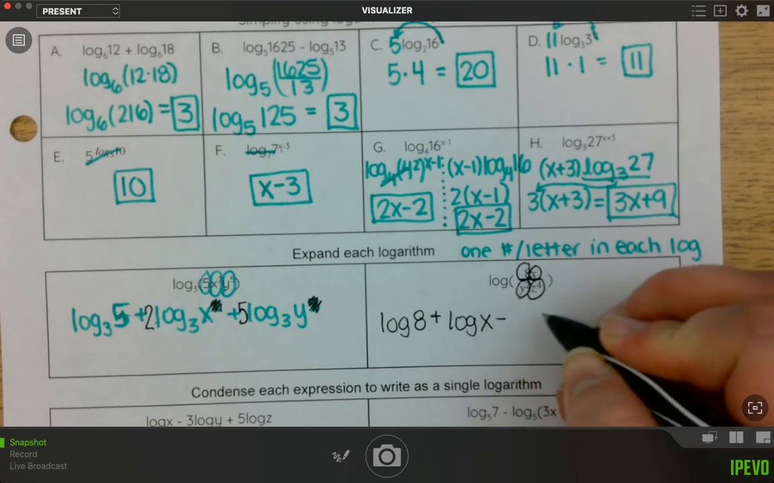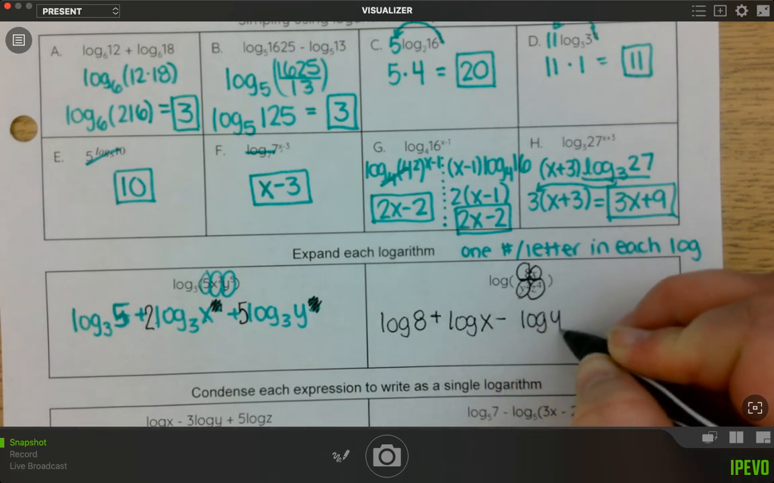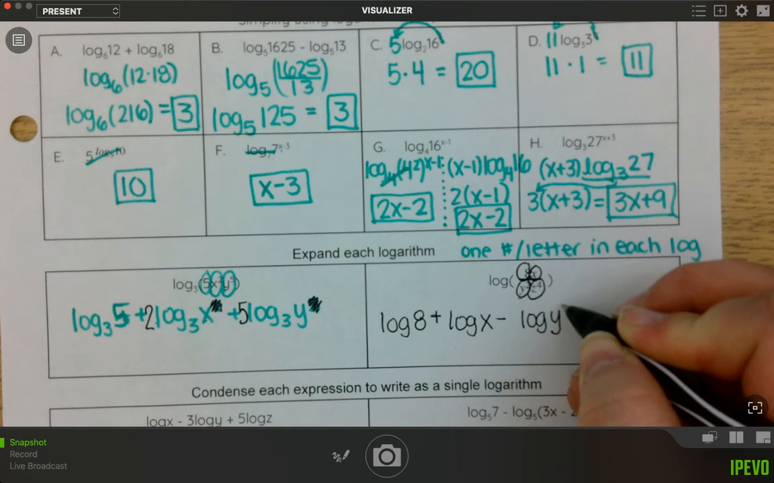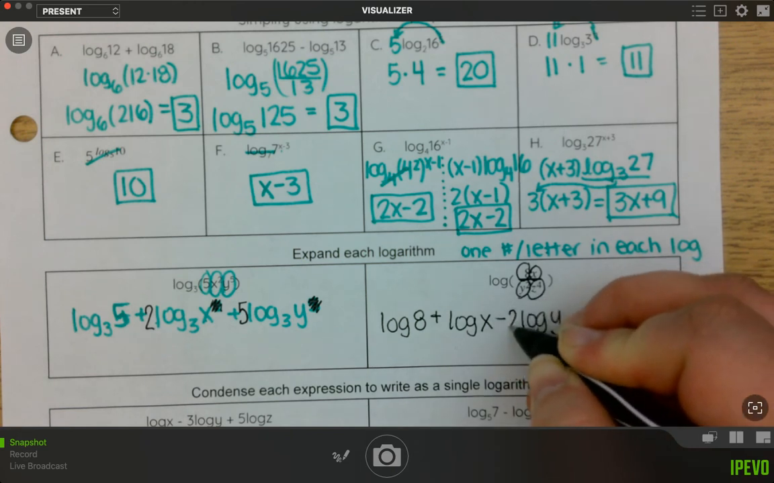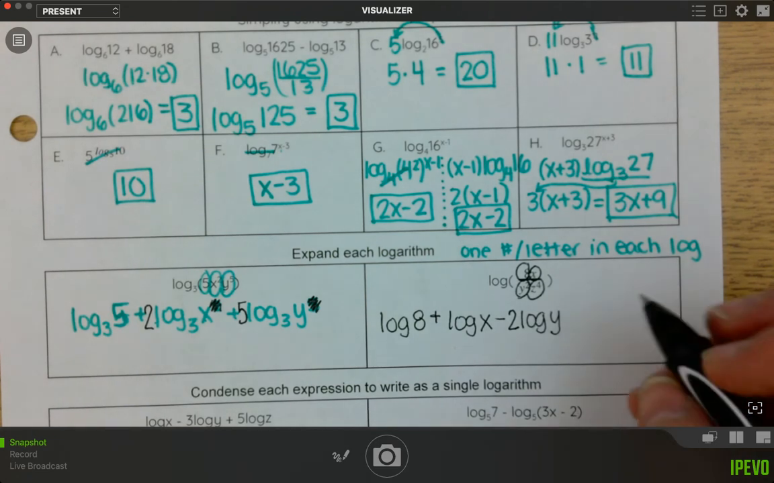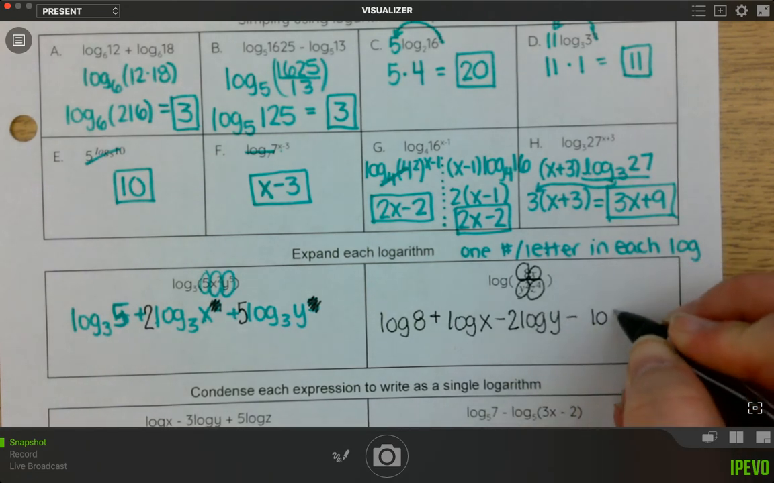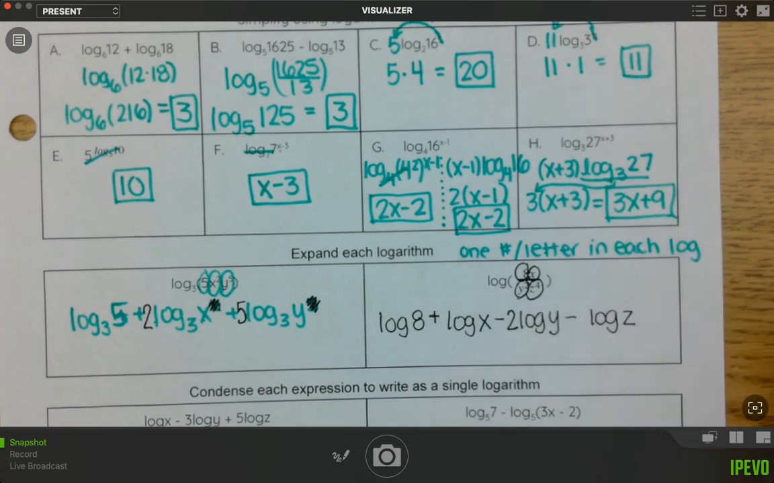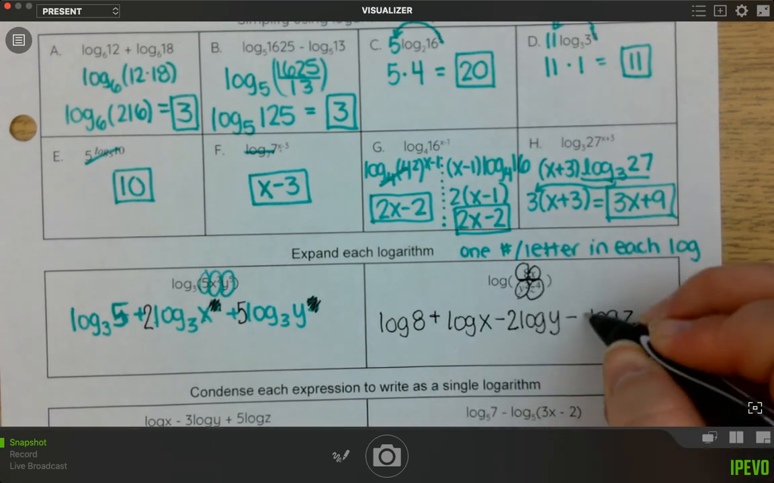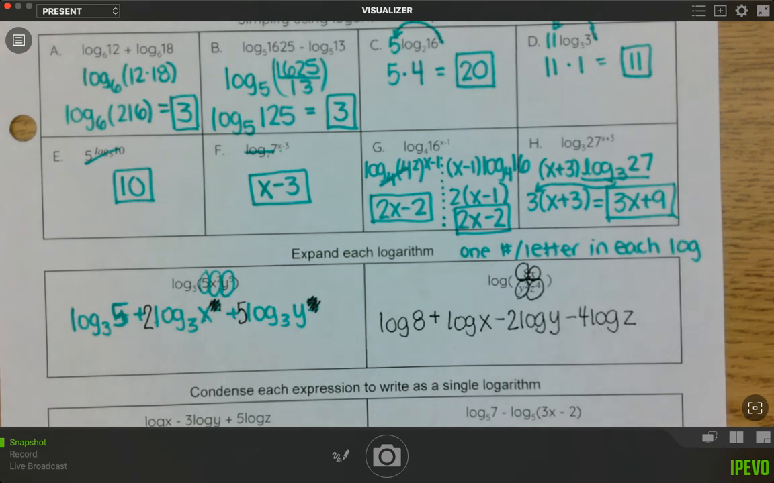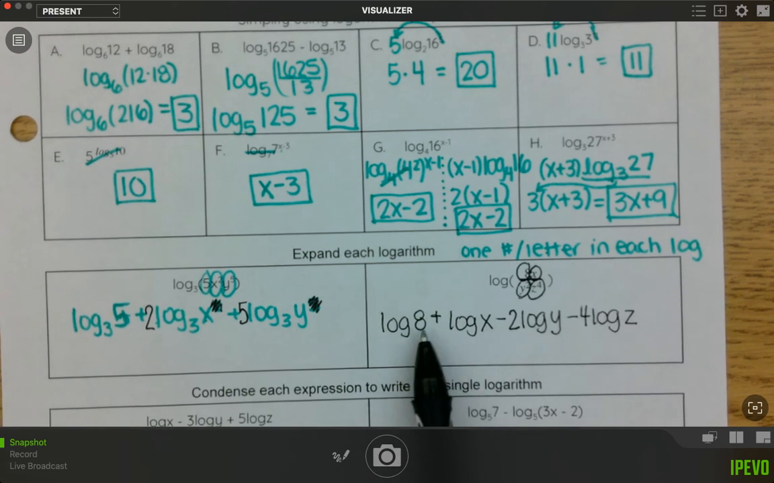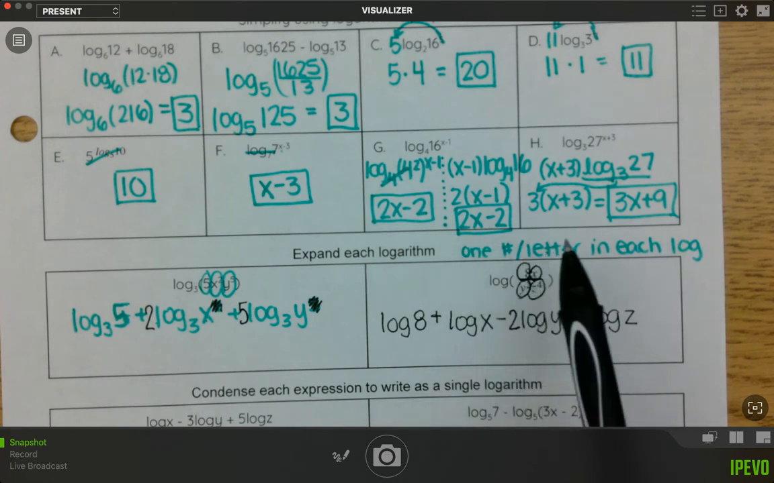So I'm going to subtract the log of y. And then instead of giving it a power of 2, I'm just automatically going to take that 2 and put it out front. And then I'm going to subtract the log of z. And instead of putting z to the 4th, I'm going to put a 4 in front. That's my favorite one because it ends in logs. And that's your answer, guys, to both of these. As you finish up an expanding problem, make sure there is one thing in each log. It can either be a number or a letter.